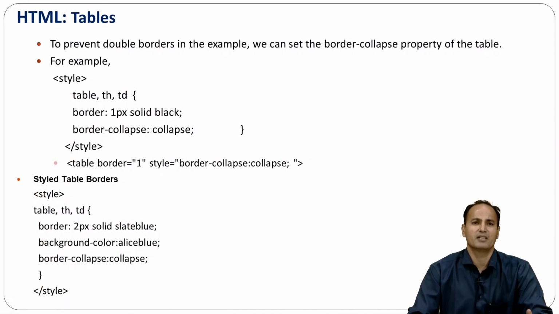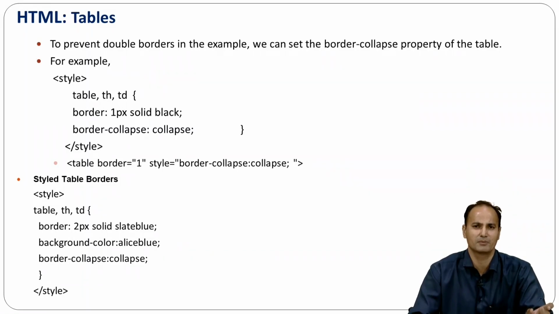To prevent double borders in the example, we can set the border collapse property of the table. If you want to have a single border on the table, then you can set this border collapse property so that instead of a double border, the table will be displayed using a single border. Using CSS, that means we have to write this border collapse property in the CSS style tag.